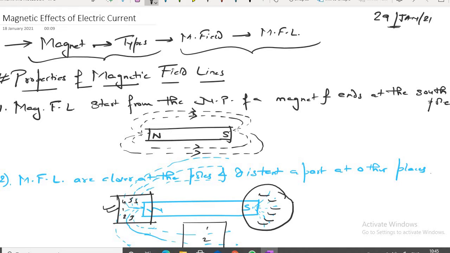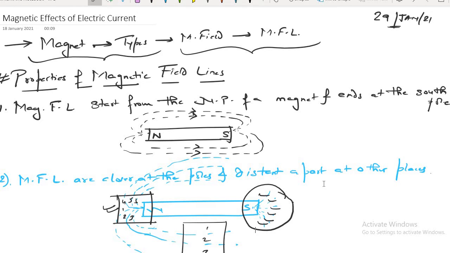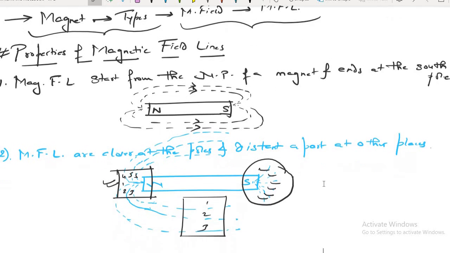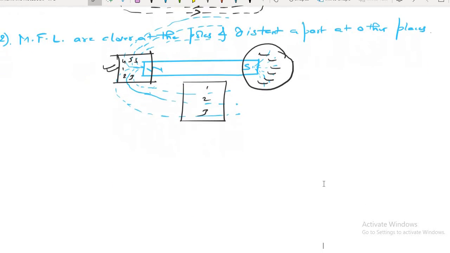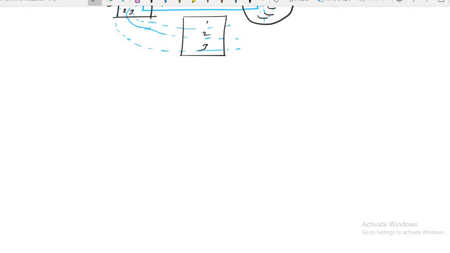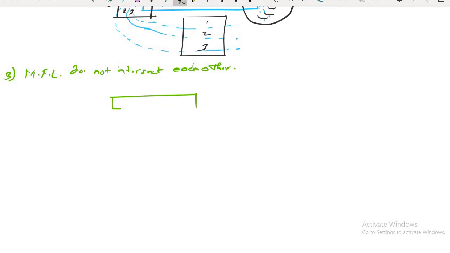So this much is clear to you all? Yes, sir. Okay, now let's move on to the next property of magnetic field lines. That is, magnetic field lines do not intersect each other. That means what? Let me again draw a bar magnet here.